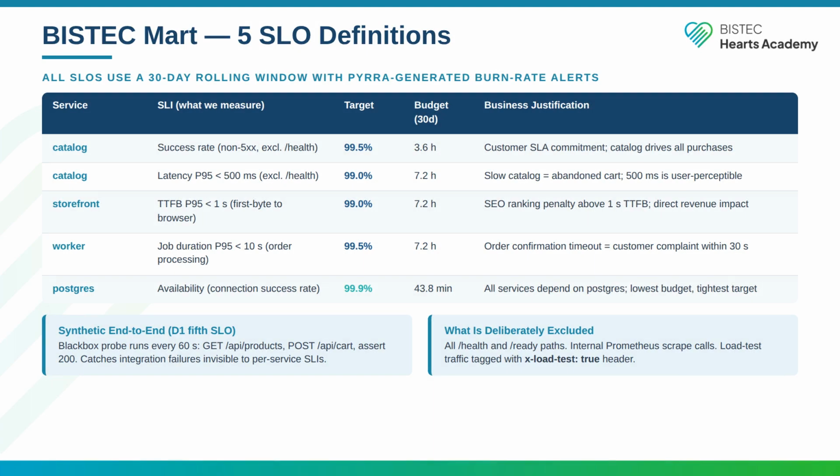Here are the 5 SLOs you're implementing in the challenge. Look at the targets and notice the pattern. Every target has a business justification, and they're not all the same. The catalog availability target is 90-95%, not 99.99%. A catalog failure doesn't lose money directly. Users can try again. Compare that to the Postgres availability target of 99.9%.